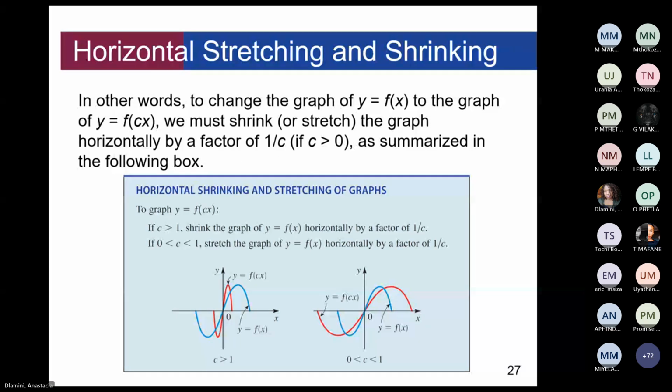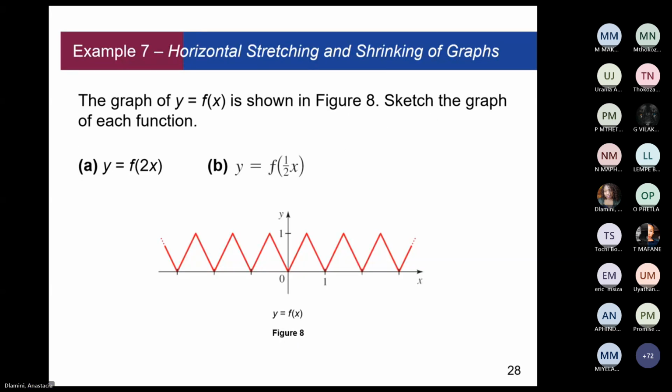Let's read. Tell me when you're done reading. We are done. A, we are what? We are shrinking by what factor? By 1 over 2. B, we are doing what? We are stretching. By what factor? By 2. Thank you. Now let's look at figure 8. How do you think A will look like?